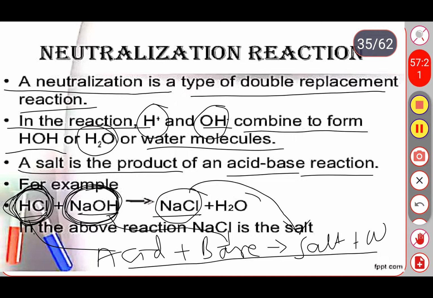So how does the neutralization reaction occur? When the acid is combined with a base, it forms a salt and water. One more example, when sulfuric acid is combined with potassium hydroxide, it forms potassium sulfate and water. So this is also one of the examples of a neutralization reaction. Okay, we just need to recall the concept, what we have learned.